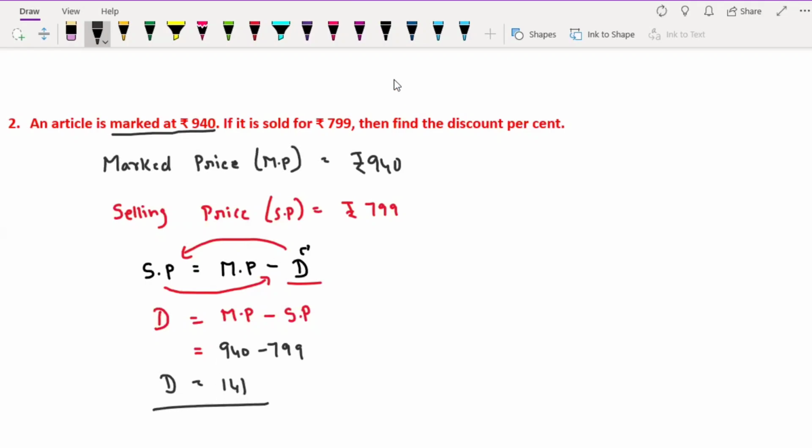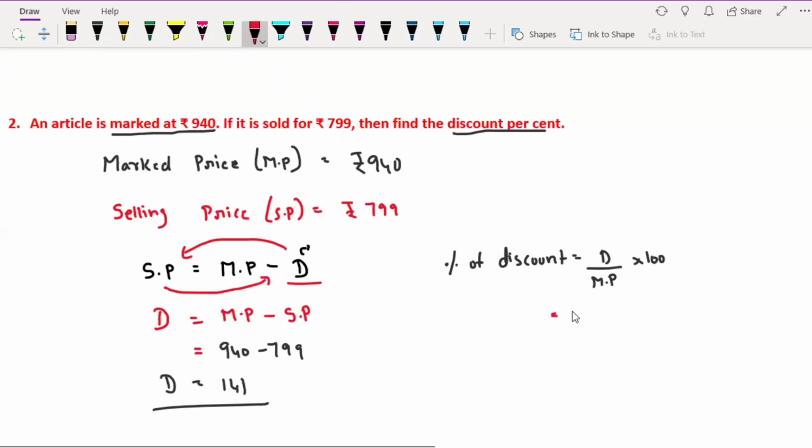But as you can see in the question, they are asking you to find out the discount in percentage. Okay, so let us find out the percentage of discount. So percentage of discount. It's very simple, very simple. Okay, so what is a discount? So discount divided by marked price into 100. Let us substitute the values. So what is the discount we got? That is rupees 141 divided by marked price rupees 940 into 100.